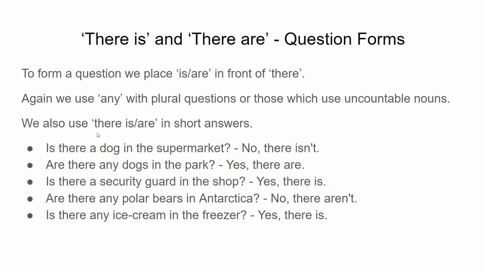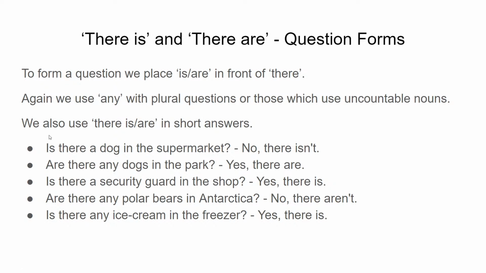For example, is there a dog in the supermarket? No, there isn't. Are there any dogs in the park? Yes, there are. Is there a security guard in the shop? Yes, there is. Are there any polar bears in Antarctica? No, there aren't. Is there any ice cream in the freezer? Yes, there is.